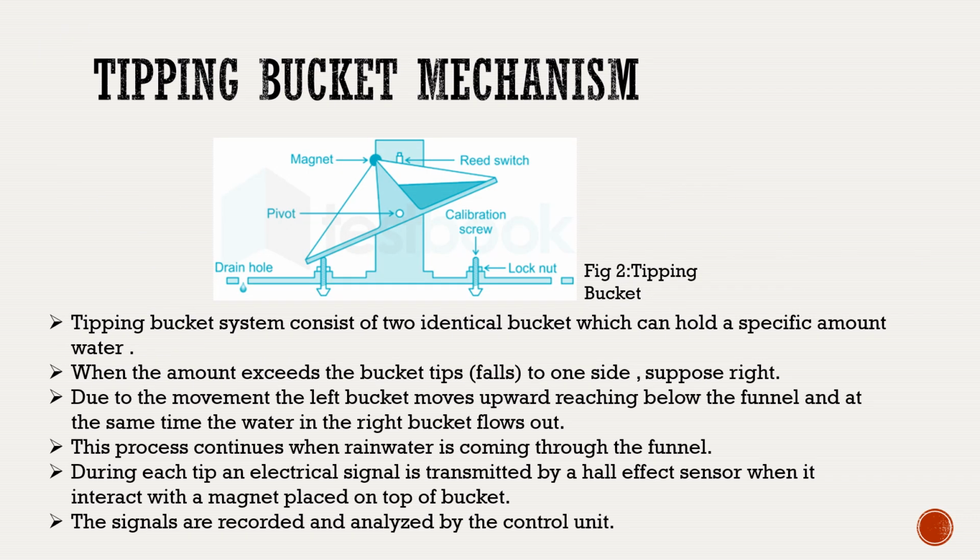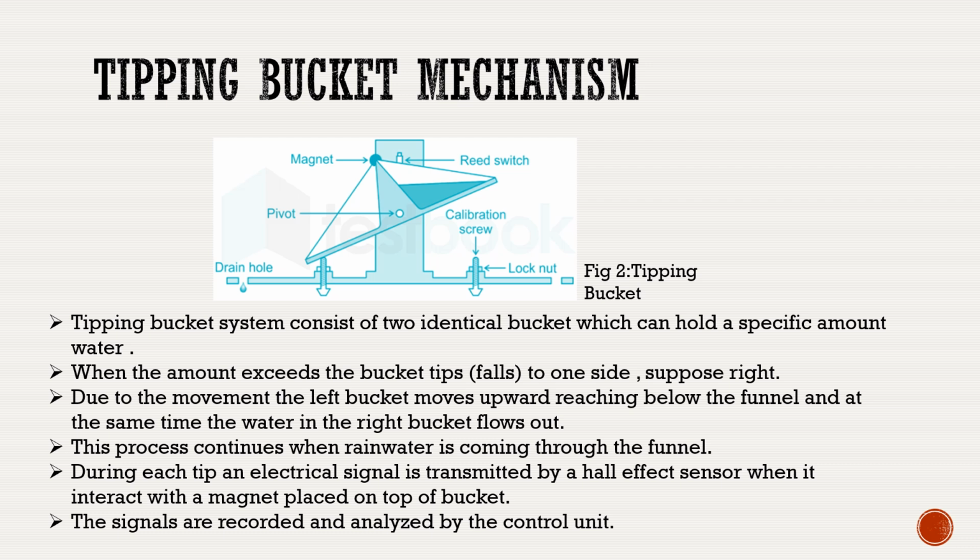Now moving to the tipping bucket mechanism. The tipping bucket consists of a vertical bucket which can hold a specific amount of water. When the amount exceeds, the bucket tips to one side, suppose right. Due to the movement, the left bucket moves upward, reaching below the funnel at the same time. The water in the right bucket flows out. This process continues when the rainwater is coming through the funnel.